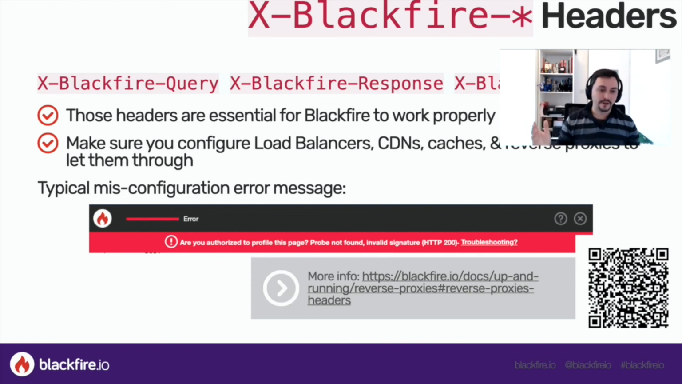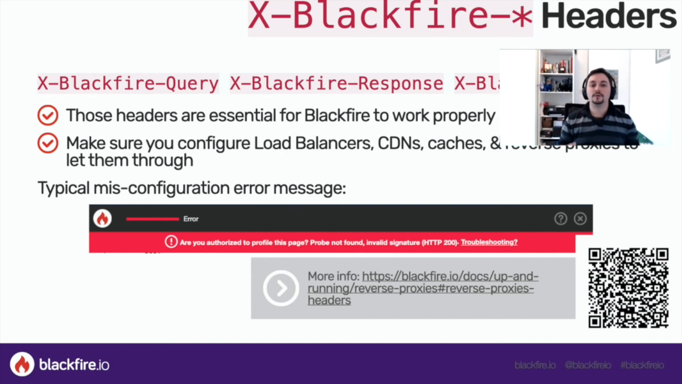And if somebody is playing around with the headers sent to your site, they will anyhow not have the right cryptographic signature to actually generate a profile. But there's a very important thing. If you want to profile your code with Blackfire, you must of course let those requests reach the correct server. So if you have any load balancer, cache, CDN, or reverse proxy, you must make sure that those requests reach the server where you have Blackfire installed.